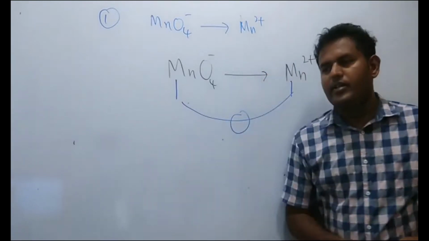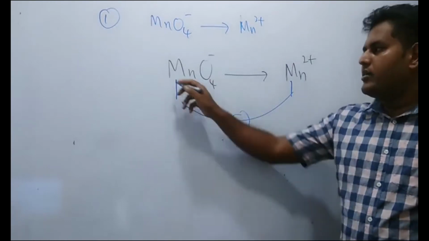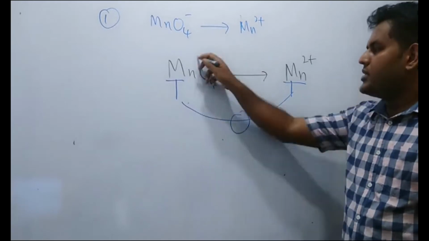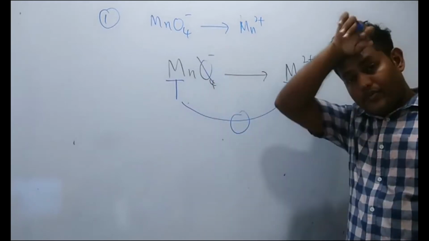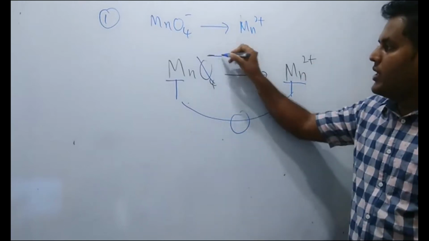Right? So see here, manganese. Consider one manganese atom. One manganese atom. So then minus 4 times 8. Sorry, minus 2 times 4, minus 8, plus this one. Then MnO4 minus 10, right?